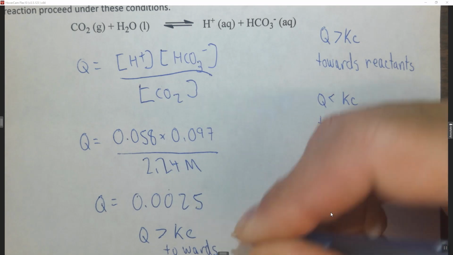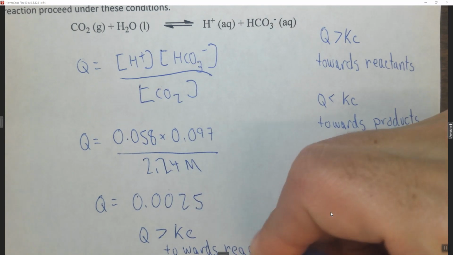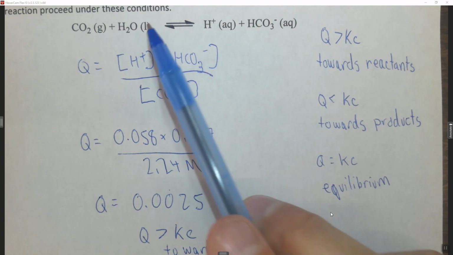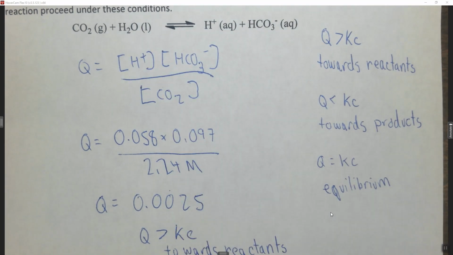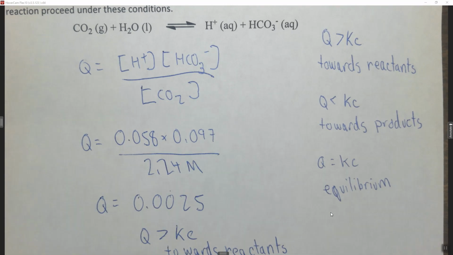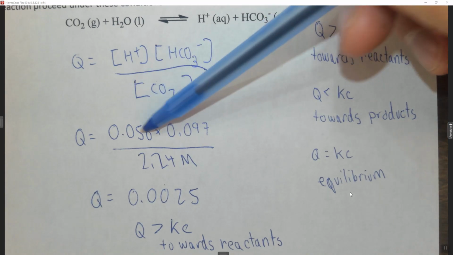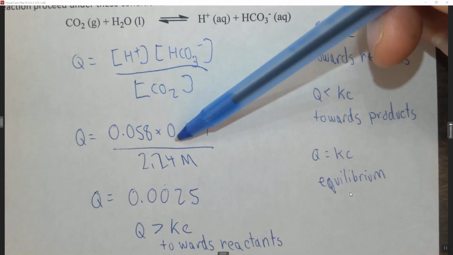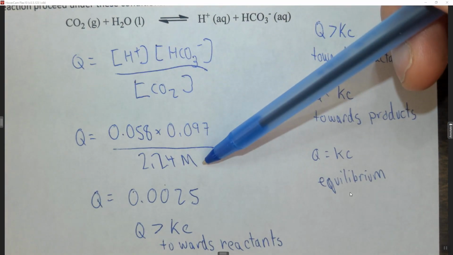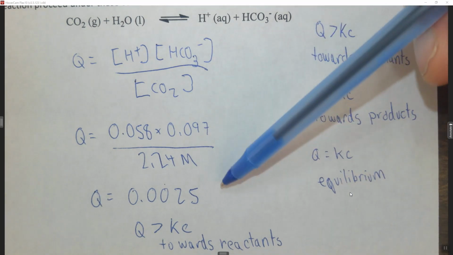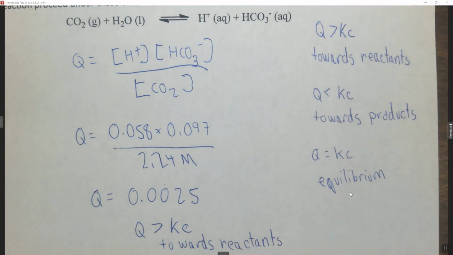So this reaction shifts towards the reactants because Q is greater than the Kc. Effectively, what that will do is it will decrease these concentrations and it will increase this concentration. It'll bring the value of the current progress of the reaction down closer to the Kc value.